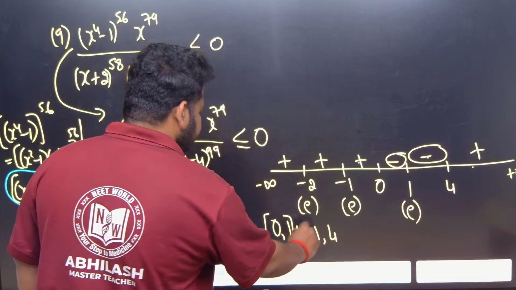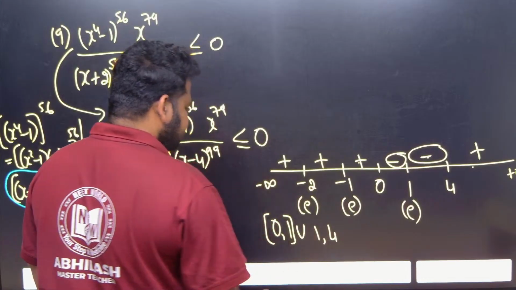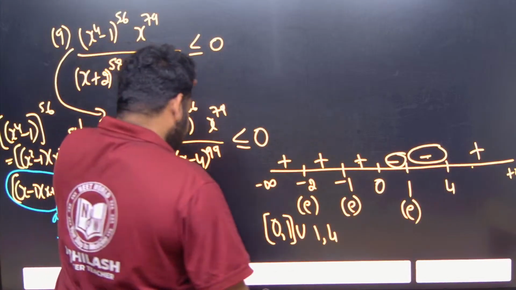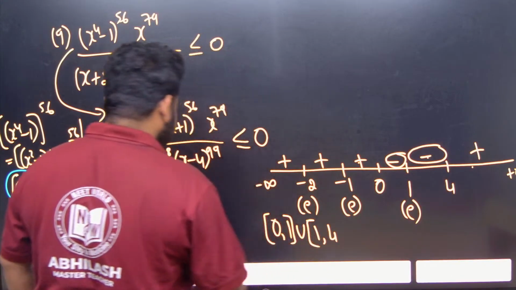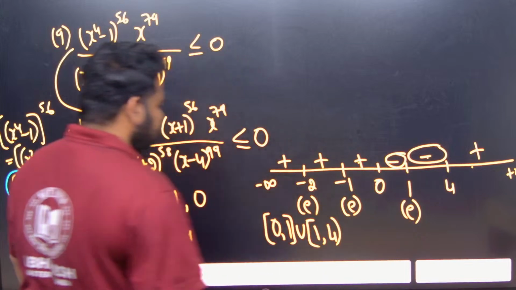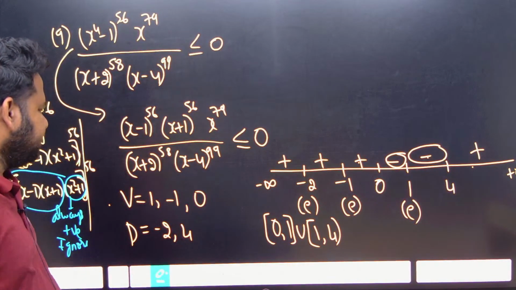Okay, what about this 1, 4? This 1 is also a vanishing point and it is less than or equal to, so this will be closed interval. 4 is what? Discontinuous point, so this will be open interval.